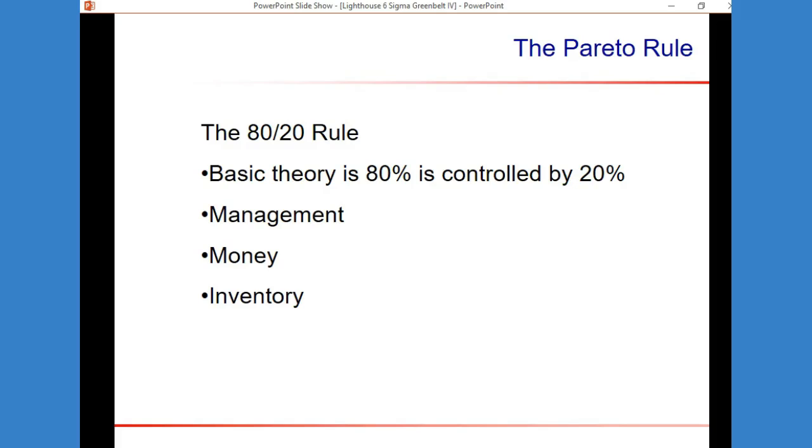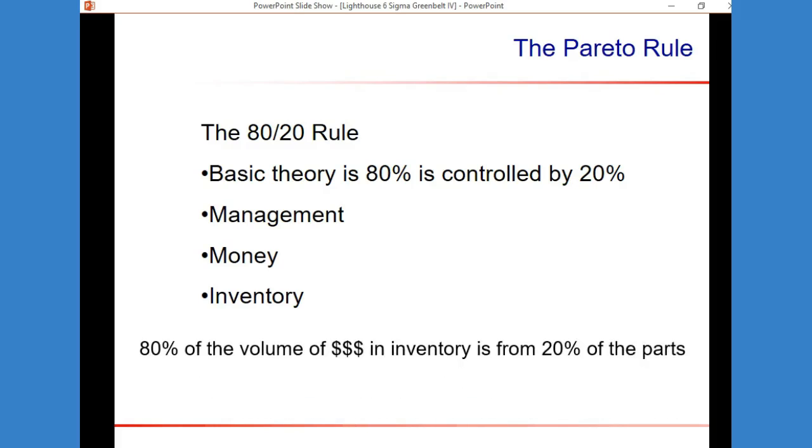And then inventory is kind of the same. 80% of our money is only 20% of our parts that are out there. So it's a different way to look at inventory and measure and control inventory. So 80% of our volume of dollars is only from 20% of our parts.